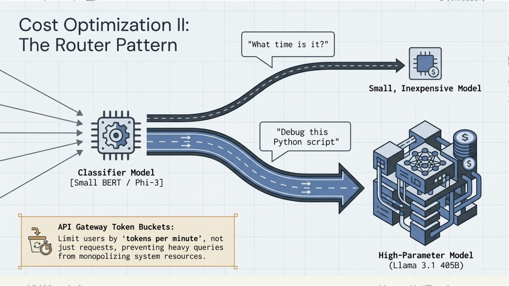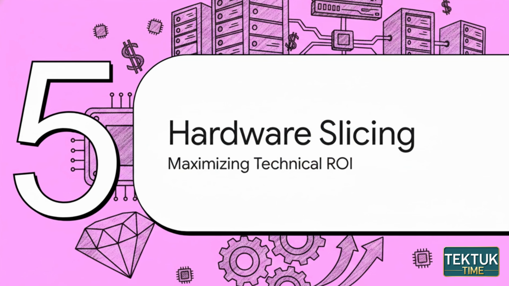Instead of sending every single request to your most expensive model, you put a fast, cheap classifier model right at the front gate. If a user just asks, "What time is it?" the classifier routes that to a small, inexpensive model. If the user says, "Debug this Python script," it routes to the heavy-lifting, high-parameter model like Llama 3.1 405B. And to protect against system hogs, we use API gateway token buckets to limit users by tokens per minute rather than just raw requests.